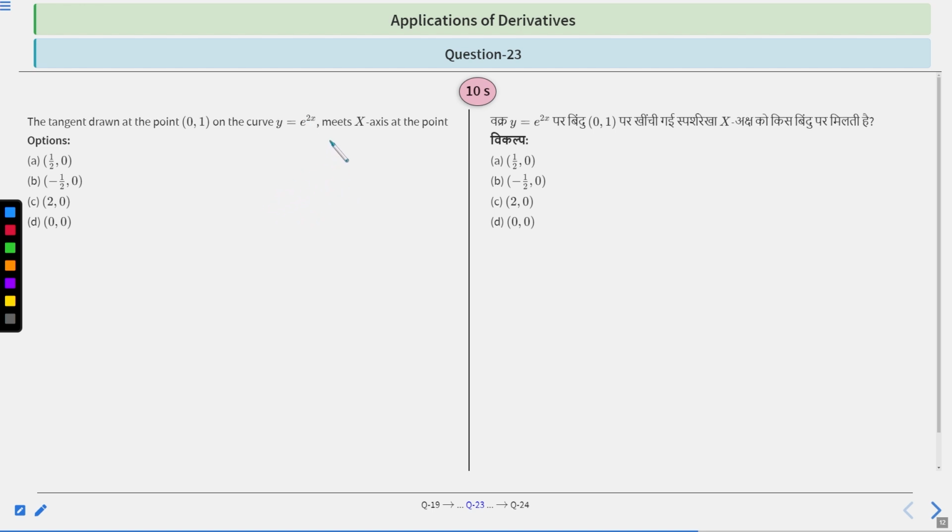Clear? Now the tangent meets the x-axis at which point? So we will put y equal to 0 in the equation of tangent to get the value of x. Clear? X coordinate, right? So you have 10 seconds to solve this question. After 10 seconds we will discuss the solution.